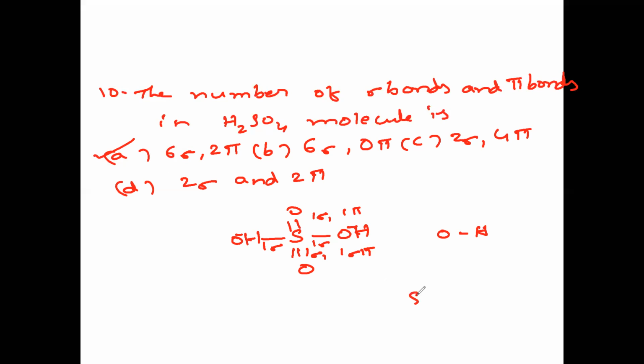Again, if you want, I write here S double bond O, OH, this is also OH, and this is again double bond O. So 1 sigma, 1 sigma, 1 sigma, 1 sigma, and here also 1 sigma. So total 1, 2, 3, 4, 5, 6 sigmas. And a double bond means 1 pi bond, so 2 pi bonds. So 6 sigma, 2 pi is the answer. I hope it is clear.